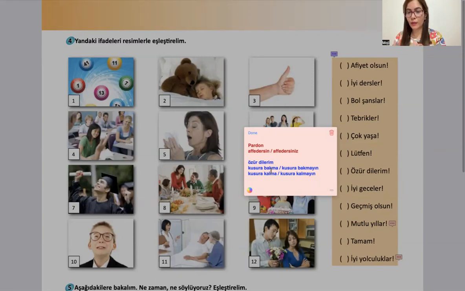Or kusura bakma, kusura bakmayın, I'm sorry. Kusura kalma, kusura kalmayın. You can use them all. But kusura bakma and kusura kalma are informal. Kusura bakmayın, kusura kalmayın are formal. You are in a supermarket and you bang somebody's trolley. You say kusura bakmayın. Right? But there is a context, a mistake happens, and you want to say, I'm sorry, to your friend. You say, kusura bakma, or özür dilerim. Right? Write them down, please.